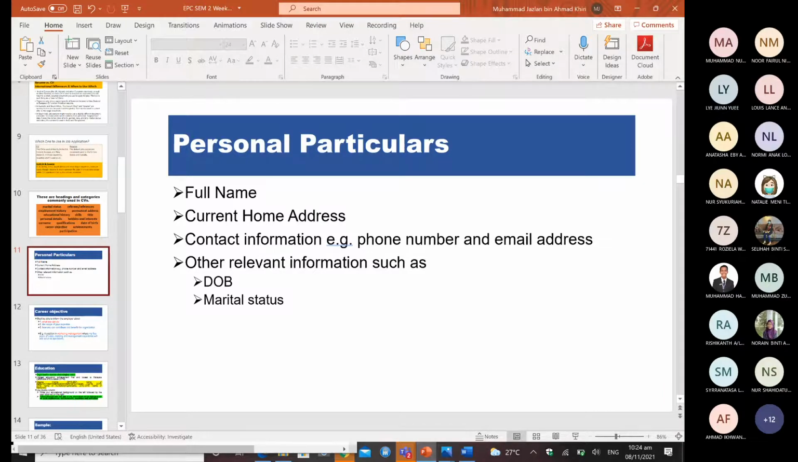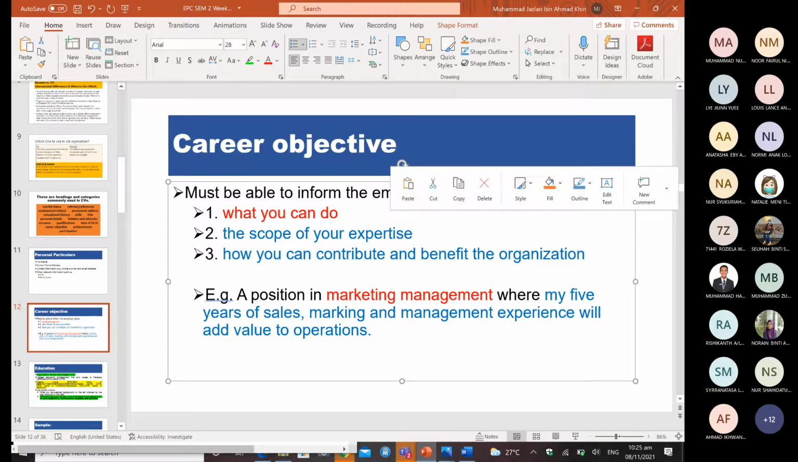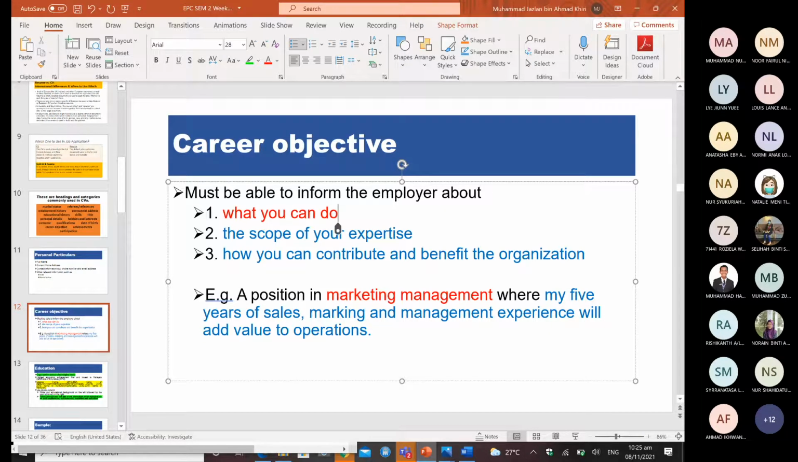After you have included the personal particulars, the next heading to include is the career objective. When you produce the video CV as well, the career objective must be just one sentence in length. I repeat, ladies and gentlemen, the career objective must be one sentence in length. In the career objective, there are 3 important key points to include. Number 1, what you can do. Normally, for what you can do, you should describe your degree.